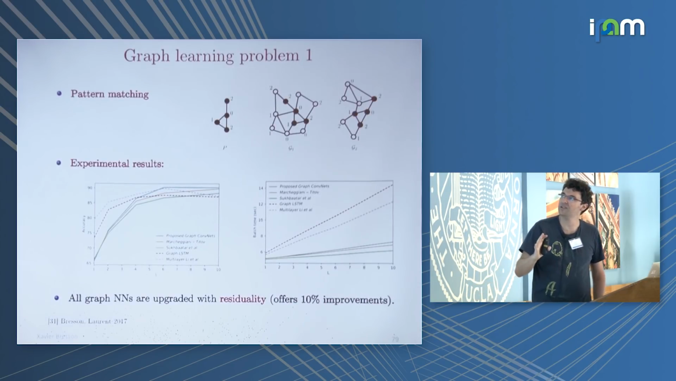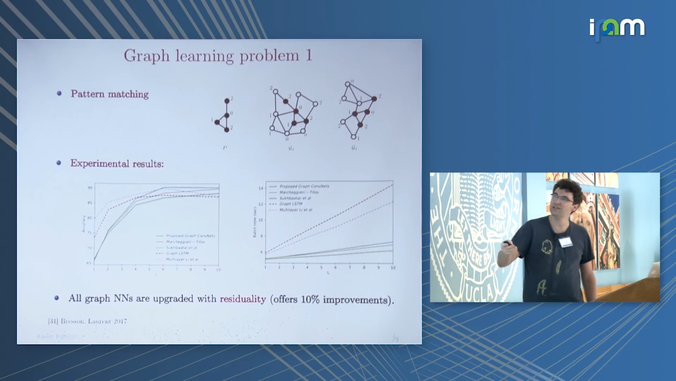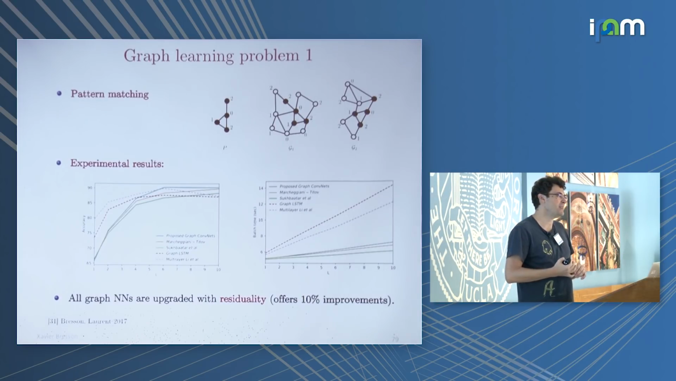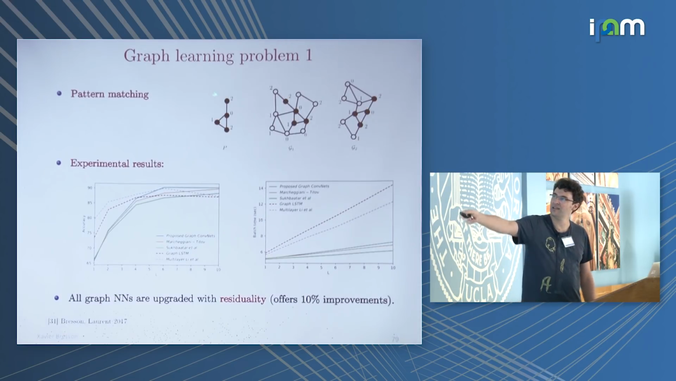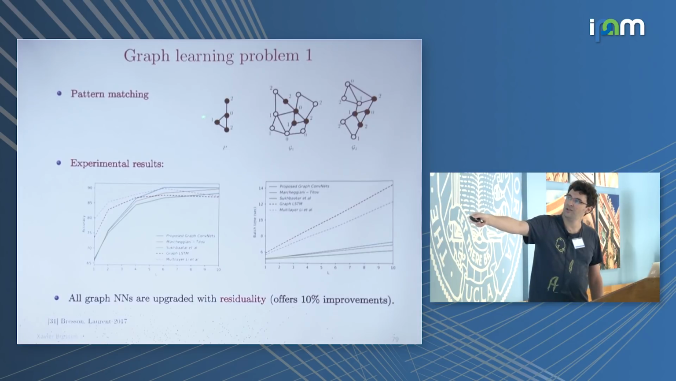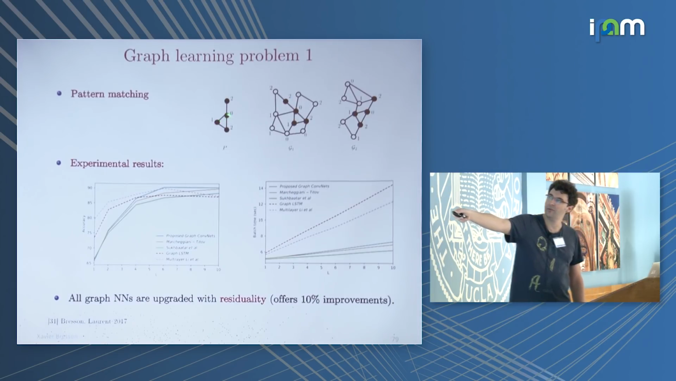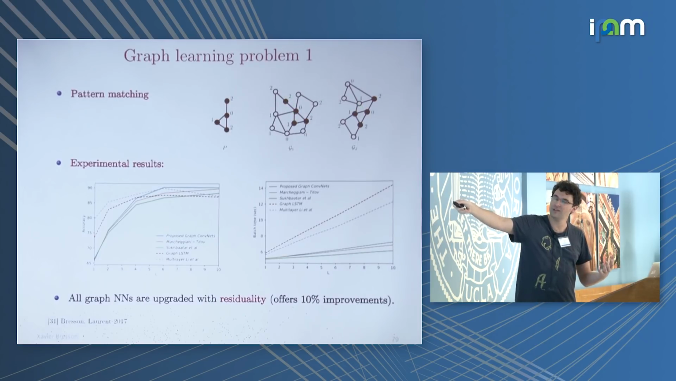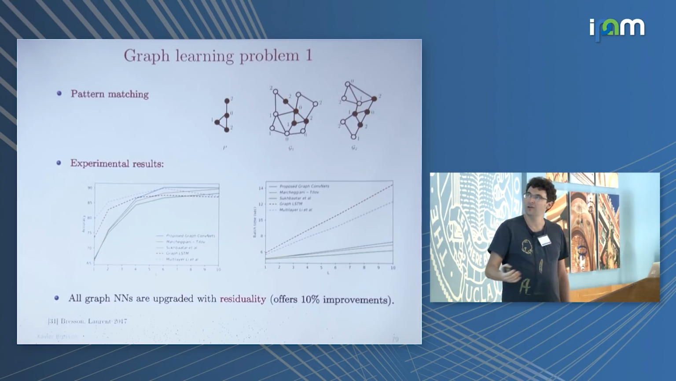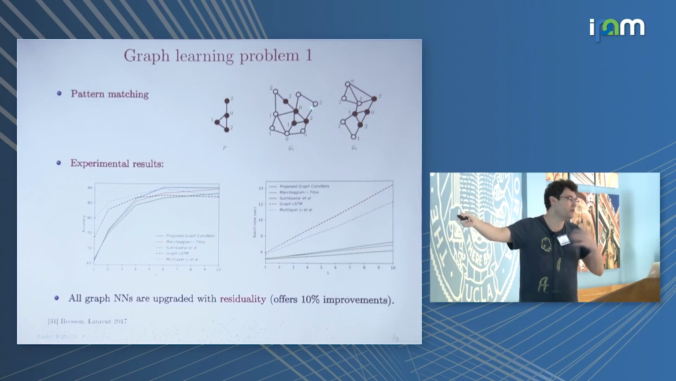All right, so this is the first graph learning problem we consider. This is, I would say, the most basic problem in graph analysis: pattern matching. So you have some patterns like this one, and you have some value on top of the pattern. And you embed this pattern in larger graphs. Here we use a stochastic block model, and they are all different, with different connectivities and different sizes, and we want to be able to identify this original pattern.